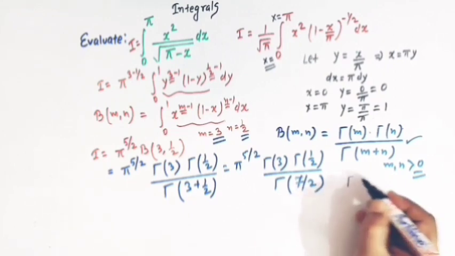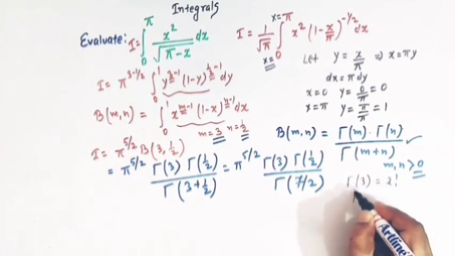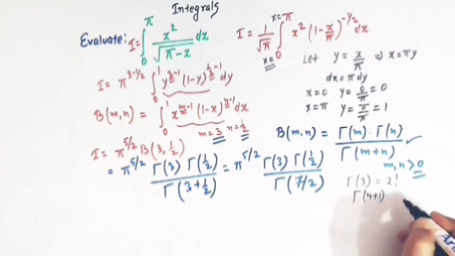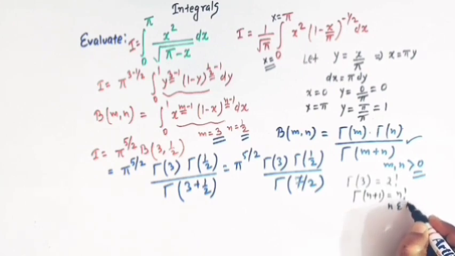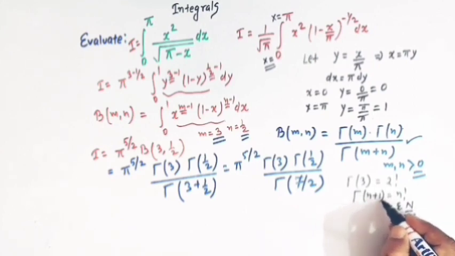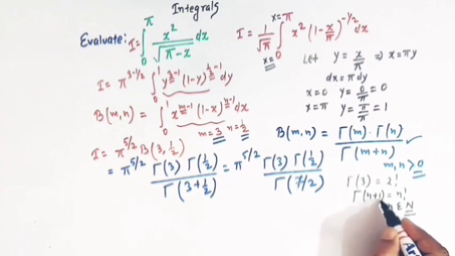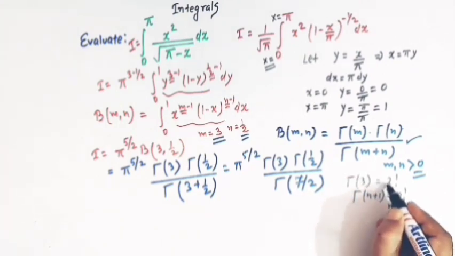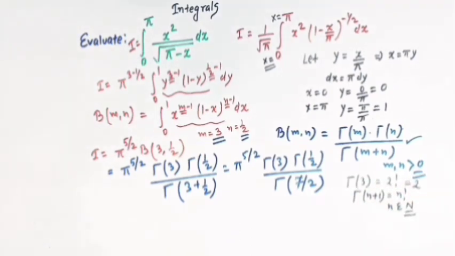So gamma of 3 is equal to 2 factorial, right? Because we know that gamma of n plus 1 is equal to n factorial when n belongs to the set of natural numbers, right? Or when n is 0, then we have gamma of 1 is equal to 1 factorial, that is 0 factorial, that is equal to 1, right? So using this relation, we have gamma of 3 is equal to 2 factorial, which is equal to 2, right?